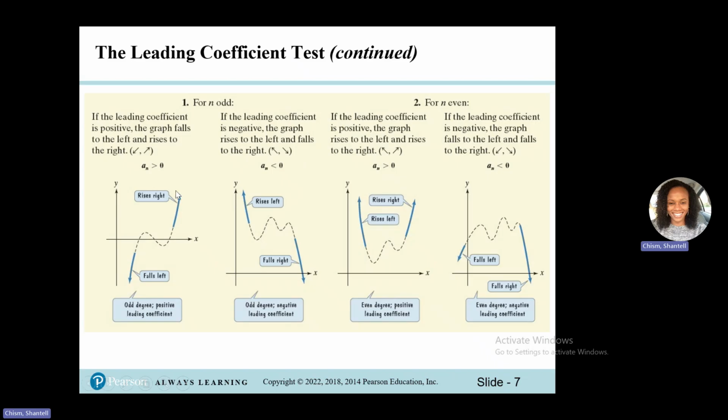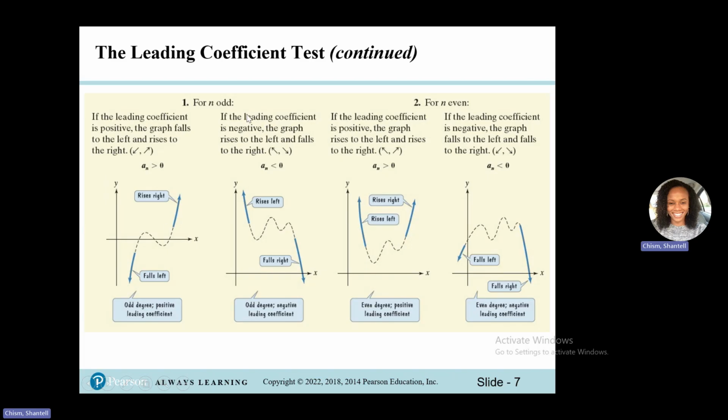Notice that when n, the degree, is odd, the ends are in opposite directions. If the degree is odd and the leading coefficient is positive, then the function overall will rise from left to right. It falls on the left and rises to the right. If you pretend this was just a straight line, it would be positive, heading upwards from left to right. So it falls to the left and rises to the right.